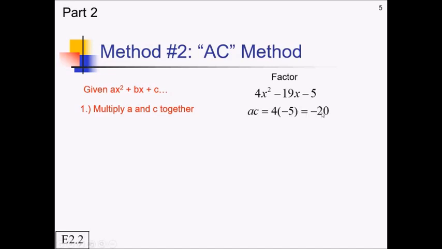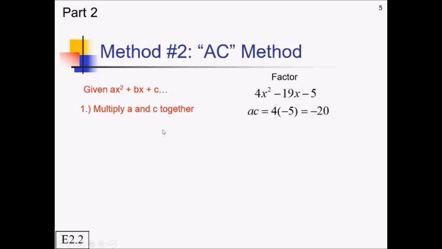Okay, so you might be wondering why we're doing that. The long and short of it is, when we were factoring by guessing and checking, we had to worry about the factors of 4 and 5 together. By multiplying them together, we're essentially just lumping it all into one place. So now we only have to worry about factors of negative 20.